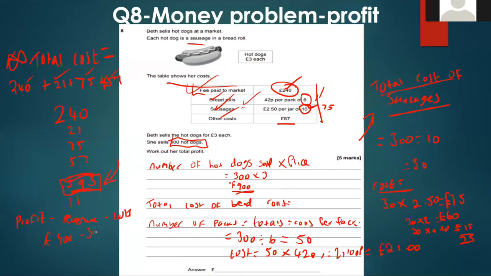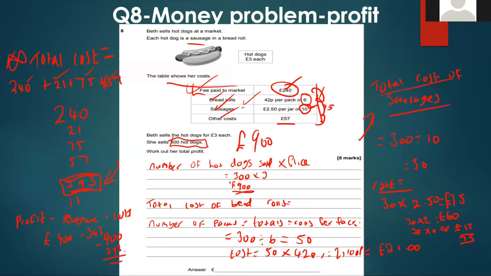So taking that away, what you're doing there is working out how much money she actually earns, because you've got to think about it. She's earning £900. Yes, that's great. But she's got to have then paid all of this. So actually her profit is how much she's actually earned after she's bought all of this. So 900 take away 393.